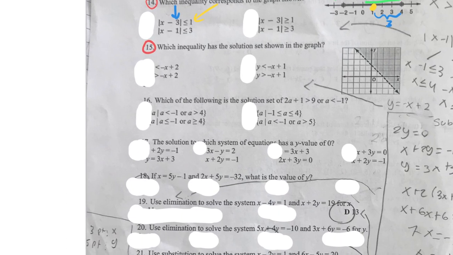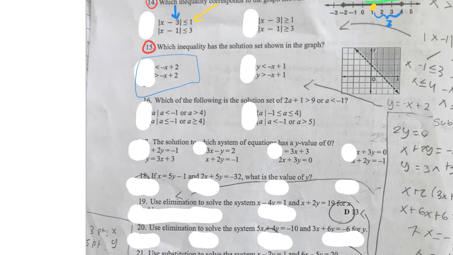Okay, looking at the next one, which inequality has the solution set shown in the graph? Well, first of all, we should pay attention to the line itself. The line has a negative slope. It's dotted, which means that it's going to be either greater than or less than, as opposed to greater than or equal to, or less than or equal to. It's also the case that the y-intercept is 2, and it looks like the slope is down 1 over 1, down 1 over 1. So we are definitely narrowing it down to these two options here because the y-intercept is 2, and we have that proper slope that we're looking for as well.